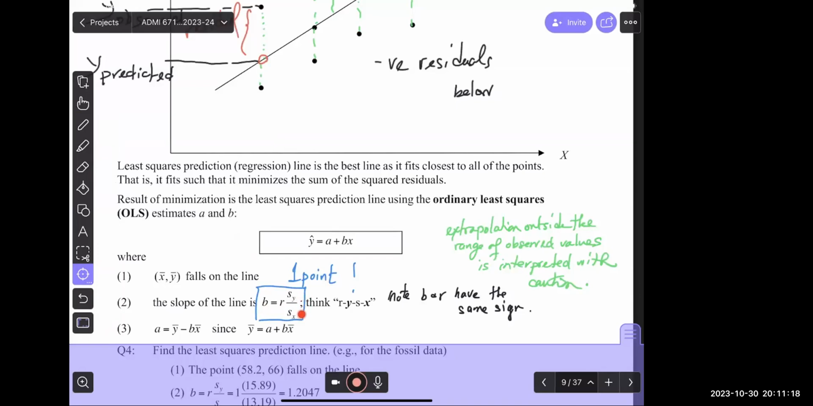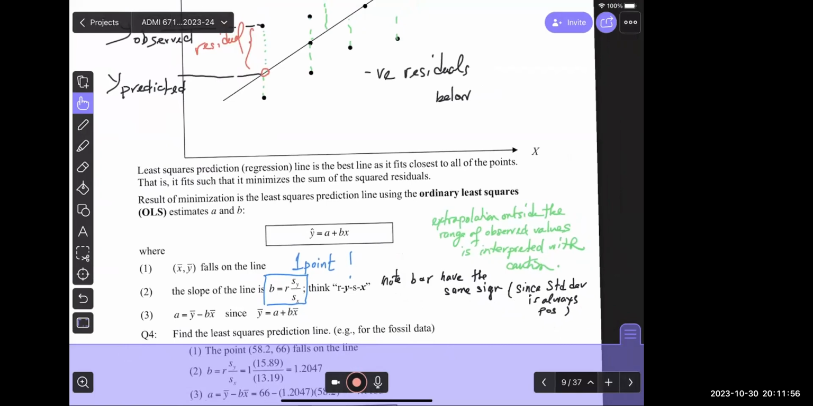Standard deviations must be positive because they are the square root of the variance, and a square root of a number has to be positive, right? Yes. Right, so that makes sense. The trend is captured by the B, but it's also captured by R, so they have to have the same sign.